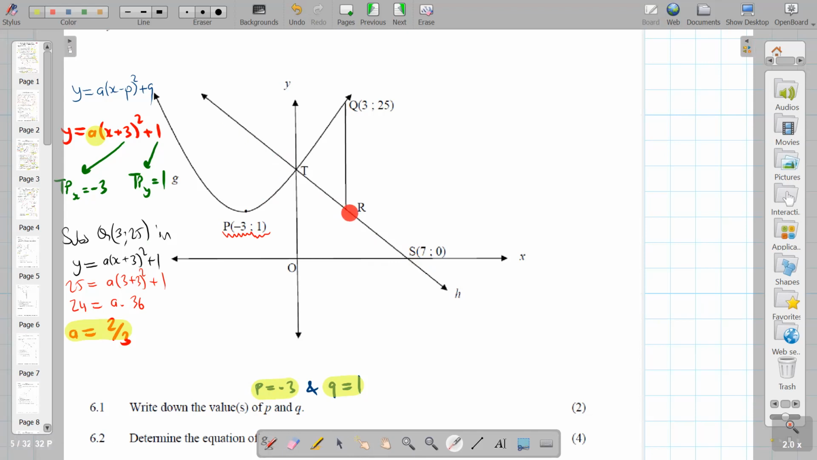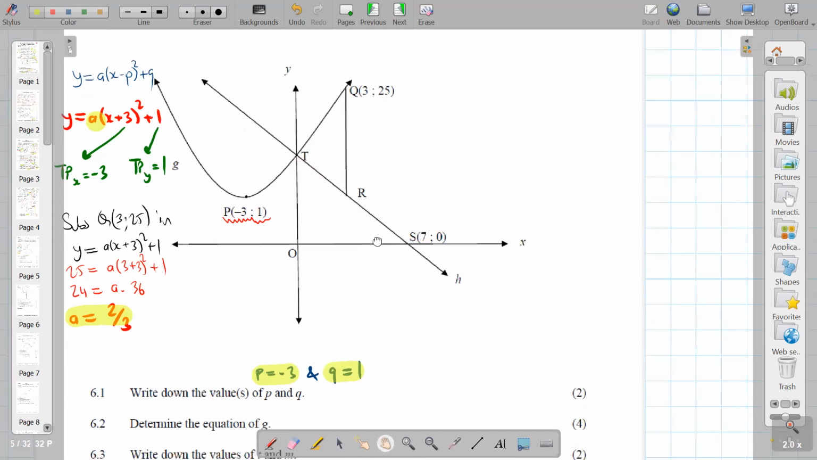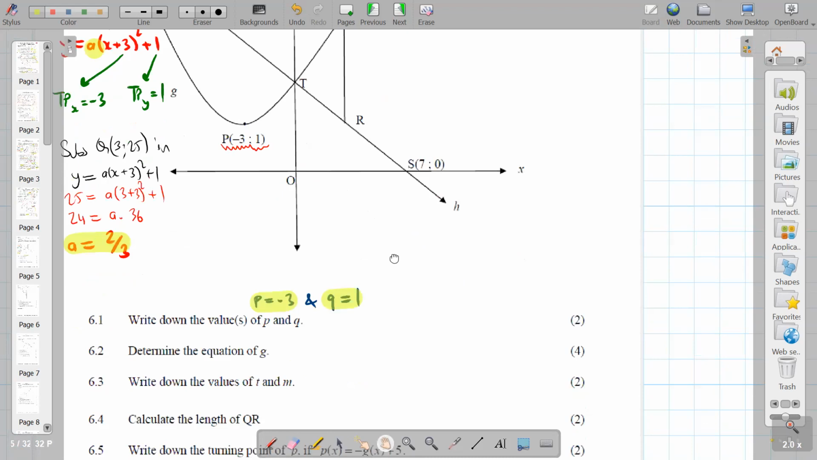Actually, do we know R? No. Do we know T? No, but we can get T, and that's good enough. You see, we can get T because T is y-intercept of both functions. I can find y-intercept of G since I know the equation of G at the moment. So I can find T, and using T, I can find gradient of ST. And after ST, the rest is easy. So then it becomes easier to solve that question.